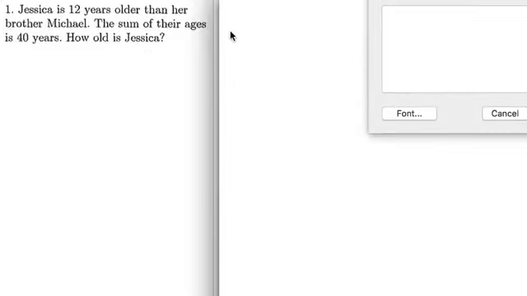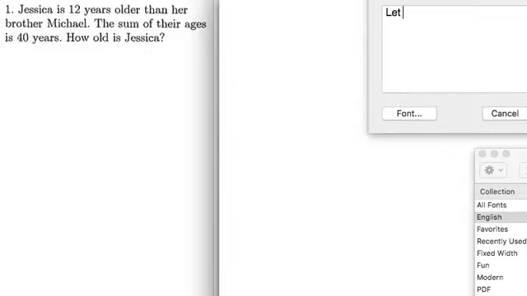I'm using the letter J instead of X just because that reminds me who I'm dealing with here. So if I say let J equal Jessica's age, then I have a let statement. In this word problem, you'd probably want to use let M be Michael's age for reasons that we'll see in a second. But if you start off with let J be Jessica's age, you'll do fine. So let's do that. Let J represent Jessica's age.